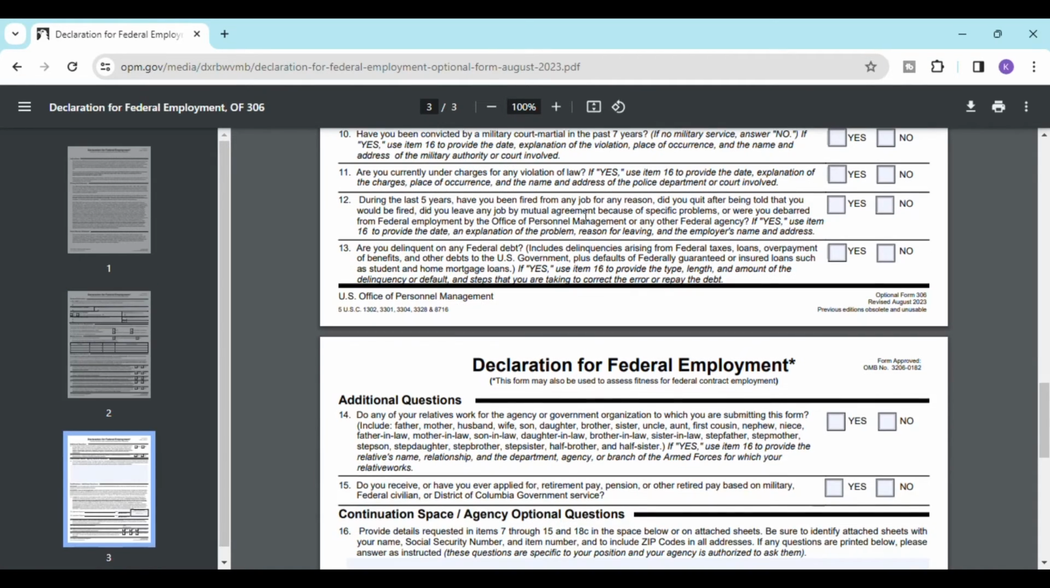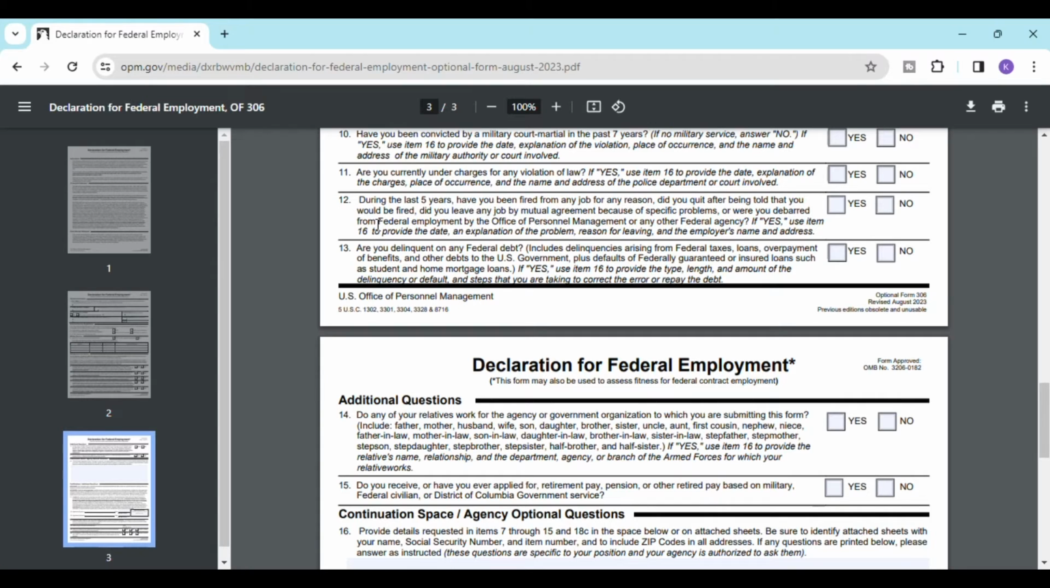Then in the last 5 years, this one also is going to catch people. Were you fired from a job for any reason? Did you quit after being told that you would be fired? Did you leave by mutual agreement because of specific problems? Or were you debarred from federal service by OPM?